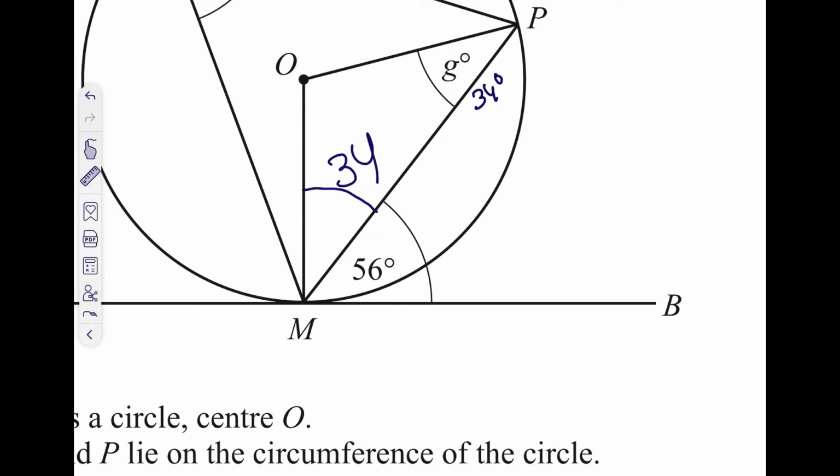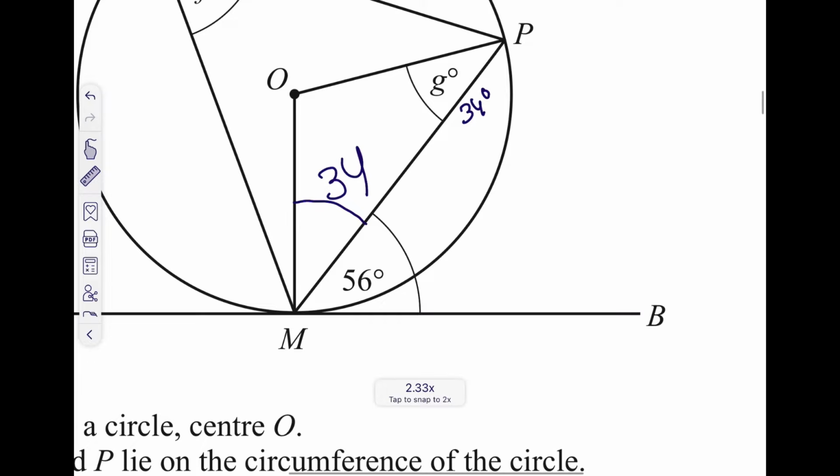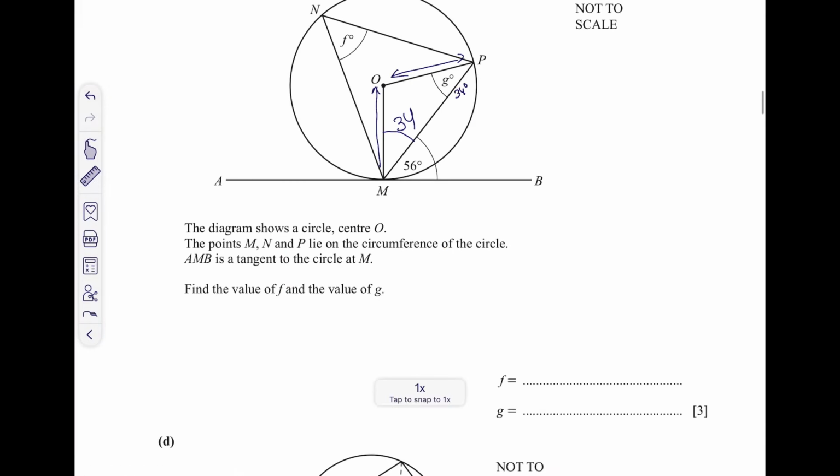How, you ask? Because if you see OM, that is this side, and if you see OP, they both are the radii of the circle. So when they form a triangle, which is OMP, it's going to be an isosceles triangle because there are two equal sides. And whenever you have two equal sides, the base angles would be equal. Therefore, G would be 34. So for the value of G, what we do is basically 90 minus 56, which is equal to 34.